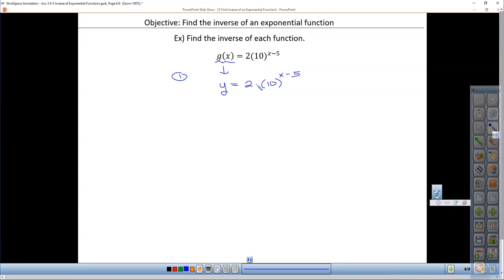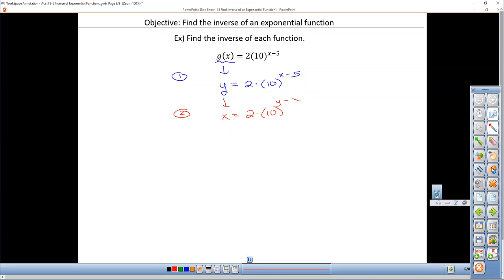So you might want to add that times, but it's not absolutely necessary as long as you understand they are separate from one another. So remember that in the second step, what I want to do is switch my x and my y. So y becomes x, and x becomes y. Oops, want that to be a 5 still. And now I begin the process of solving for y.